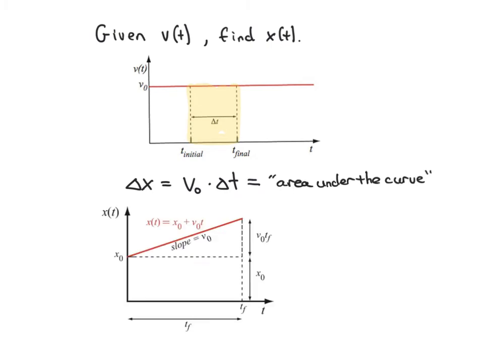And if we wanted to make a graph of how the position changes as a function of time, that's pretty easy also. If at time t equals 0 the object is at position x naught, then clearly as time progresses, the position will change linearly, and x of t is just equal to x naught plus v naught times t. So a graph of x versus time in this case would just be a simple straight line with a slope of v naught.